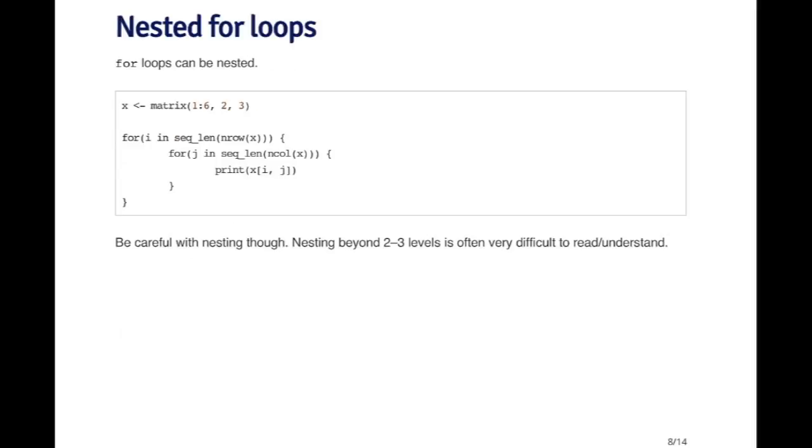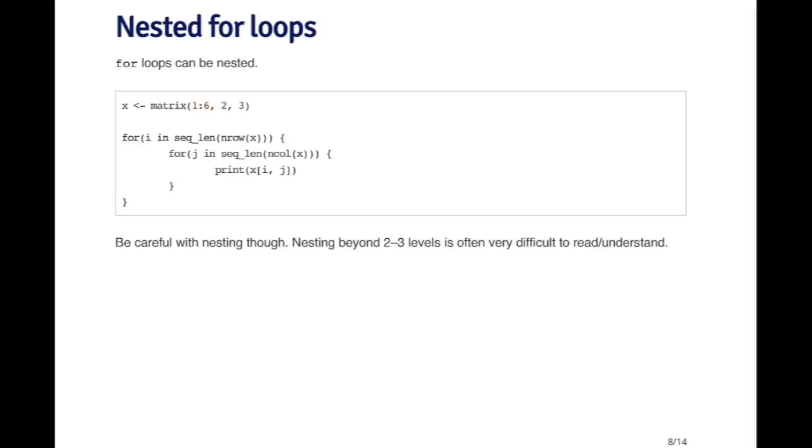For loops can be nested, so you can have a for loop inside of a for loop. The common thing, for example, is with a matrix that has 2 dimensions, and then you might want to loop over the rows and then loop over the columns. So here, the outer loop, with the i index, is looping over the rows, and I'm using a function that's called seq_len.